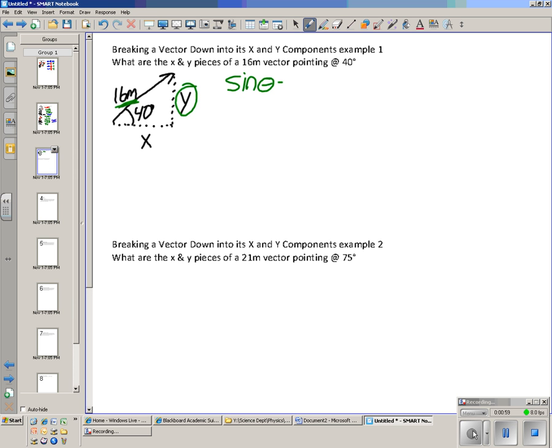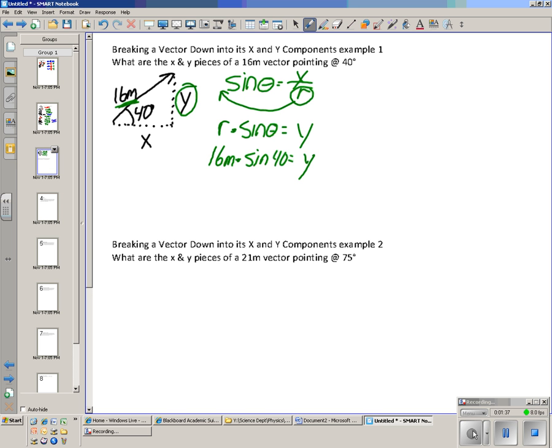Sine of theta is the opposite over the hypotenuse, or we can also think of it as just y over r, because it's sine. Opposite over hypotenuse is the SO part of SOHCAHTOA. Solving for y, all we need to do is bring the r up here. That's pretty easy. R times sine of theta equals y. Plugging in the actual values that I have, 16 meters times the sine of 40 is equal to my y value.